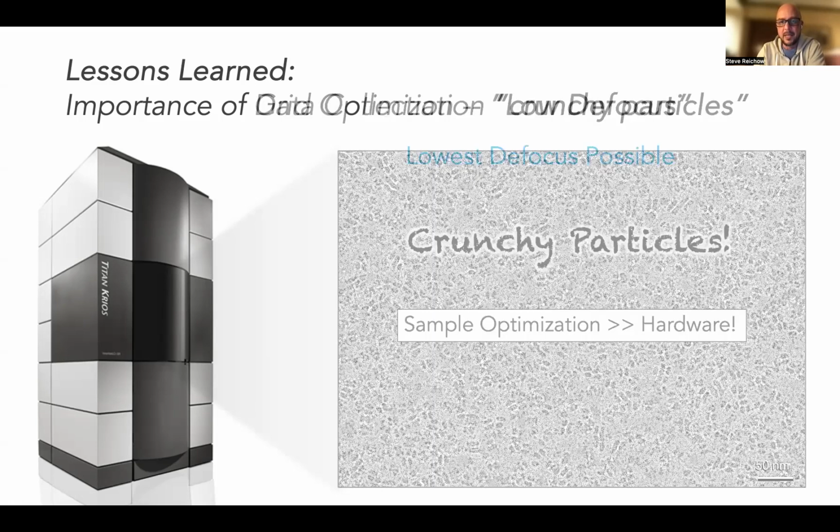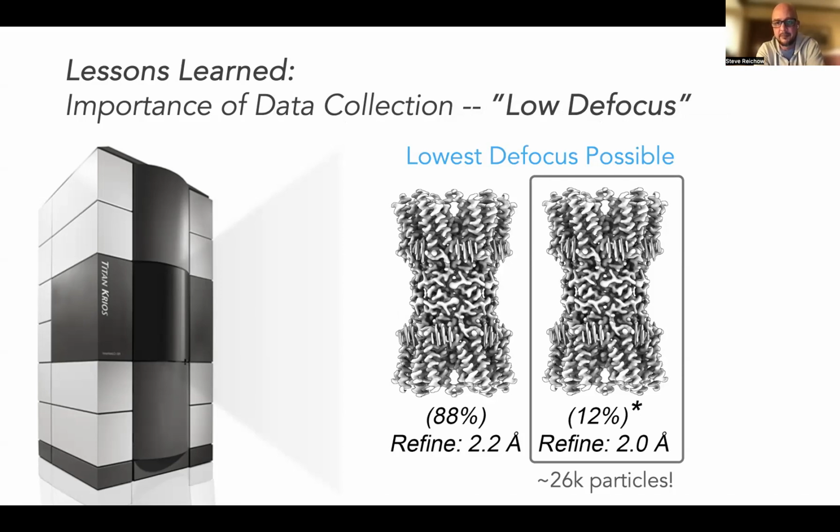But the other aspect that we learned is the importance of low defocus. So when Johnny was processing this first data set, we got to our final round of 3D classification, and we saw our particles were falling into these 2 different classes. And at the structural level, these 2 classes are identical. We couldn't tell any difference between these 2 classes. But the one that had the most particles would refine to 2.2 angstroms, but the other much smaller class refined to 2 angstroms, and then after our final polishing is what led to the final map at 1.9. And so there's only 26,000 particles that went into that final map of the entire data set.